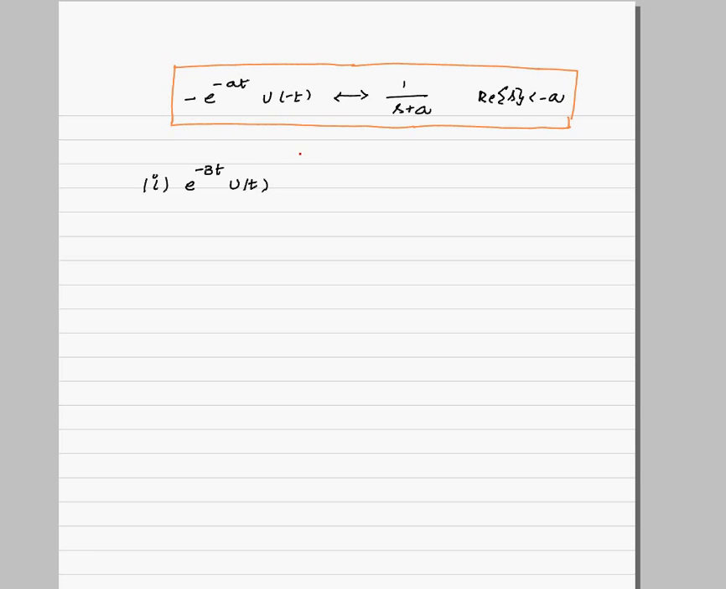First one, e^(-3t) u(t). Can you guess the answer? This will be 1/(s+3), and what about the ROC? Real part of s greater than -3.